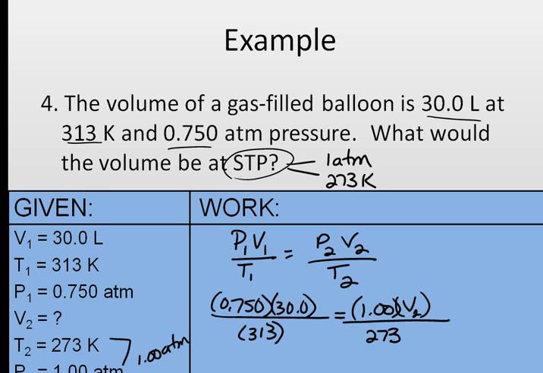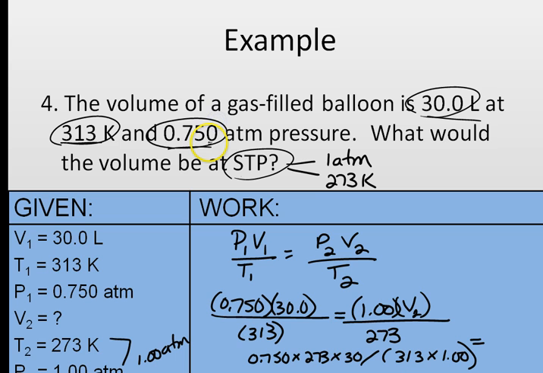Okay. Now when you go ahead and put this in your calculator, you're going to cross multiply again. So it'll be 0.750 times 273 times 30, all divided by, use parentheses, 313 times 1. Close parentheses. Get it from your calculator. How many sig figs should we have? We have 3, 3, 3. We're going to use 3 here, so we end up with 3 in our answer. We're solving for V2, so this will be 19.6 mL. Done.